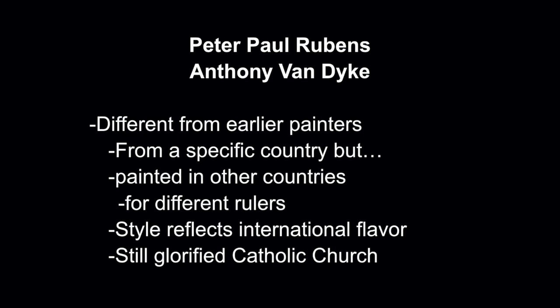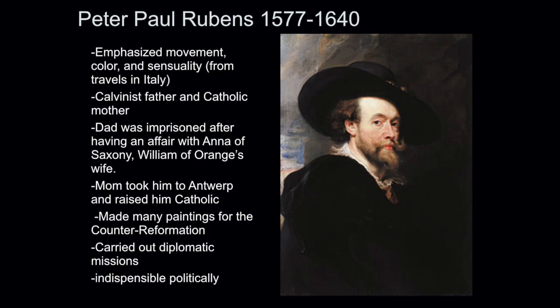Okay, so Rubens, what is it about him that makes him special? You'll see in a sec, but he emphasized movement, color, sensuality. This he learned from traveling in Italy. He had a Calvinist father and a Catholic mother. His dad was imprisoned after having an affair with this royal woman. His mom took him to Antwerp. He was raised as a Catholic, and then he became like a soldier for the Counter-Reformation, not only as an artist, but also as a diplomat.